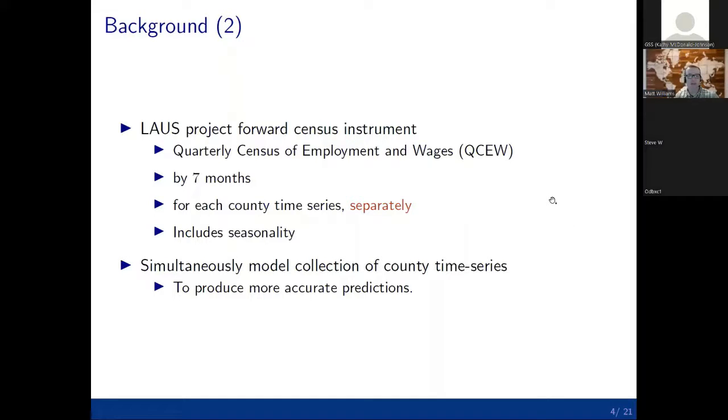It's by 7 months, and each county time series is modeled or projected separately, and there is an adjustment for seasonality. So in principle, it's already working well. But the idea is, can we improve on that by borrowing strength across similar counties? Can we simultaneously model the time series across counties and get better predictions? So it's kind of a tall order, but it's a really interesting problem.